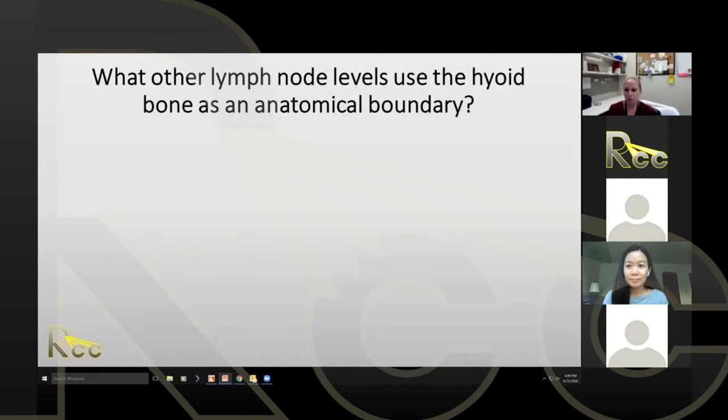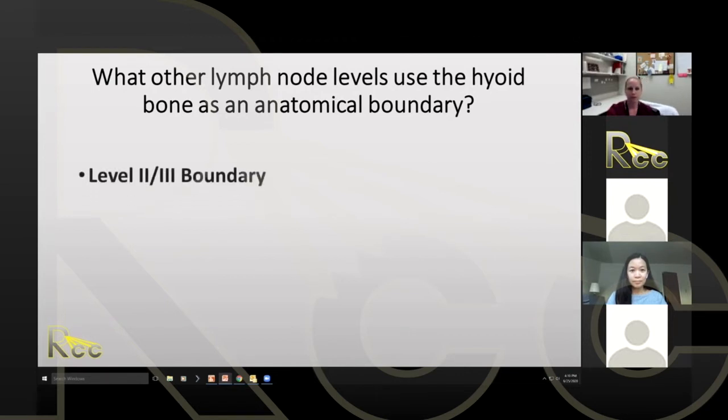So the boundary between levels 2 and 3 is defined radiographically by the hyoid bone. Now, if you remember, Louisa had just answered the question for the superior border of level 5. We use the cranial aspect of the body of the hyoid bone. Do we use that same definition for the boundary between levels 2 and 3?